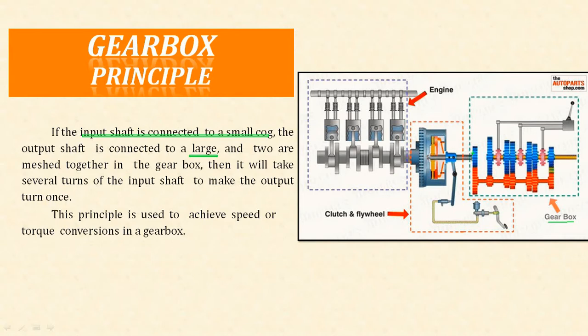So when the small gear takes several turns, at that time the gear mounted on the lay shaft of the gearbox will rotate only one turn. With this principle we can vary the speed of the vehicle as per the requirement of the road conditions. So that is the basic principle of the gearbox.